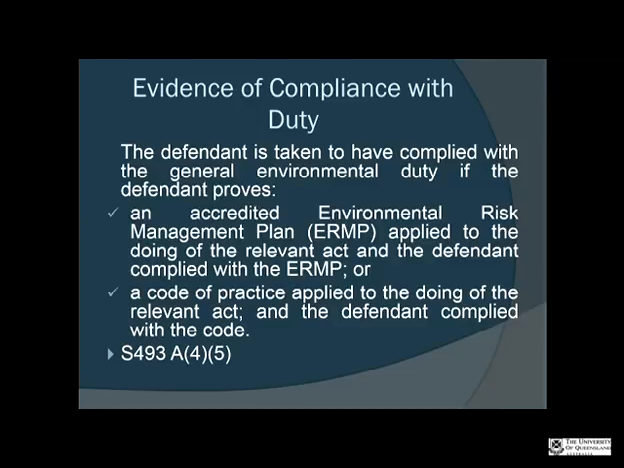If there was an industry code of practice for the particular act and the defendant complied with the industry code of practice, again, something like that would be taken into account in considering whether the defendant complied with their general environmental duty.